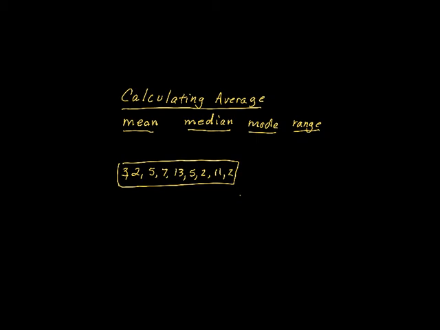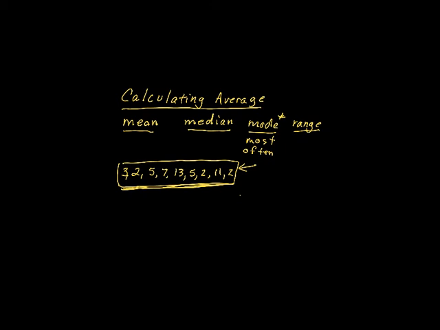So, let's start with the mode first. The mode is really the number in a group of numbers, for example this group of numbers here, that shows up more often or most often. So we'll just write a little reminder here: most often. In my group of numbers here, I'm just going to look to see which number is occurring the most often.